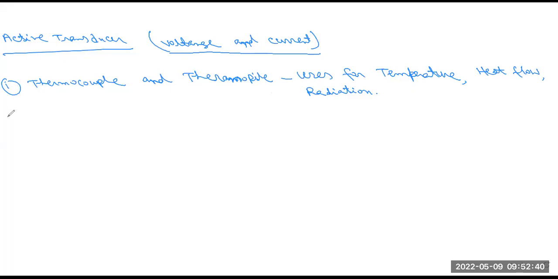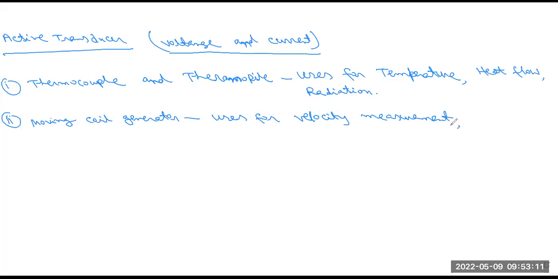Number two is the moving coil generator. It is basically used for velocity measurement and vibration measurement. Okay, so this moving coil generator.